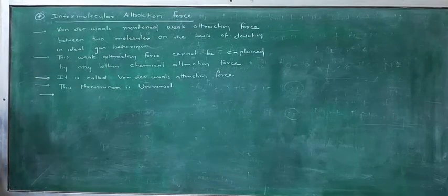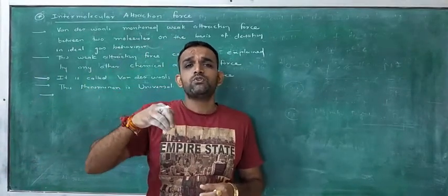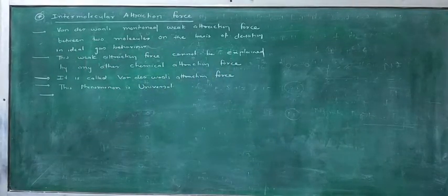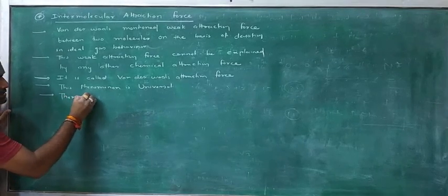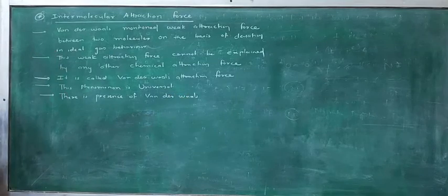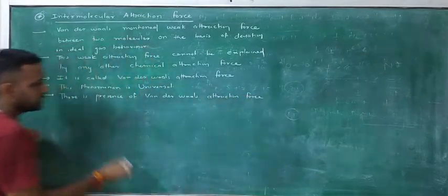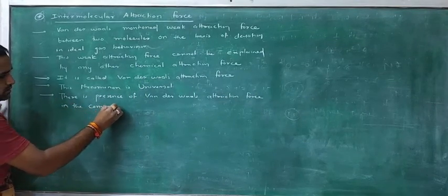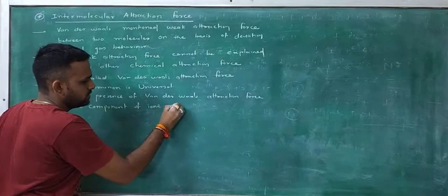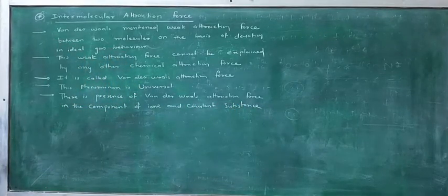You can also say there is a presence of Van der Waals attraction force in the component of ionic substances as well as in covalent substances. So there is some Van der Waals attraction force between molecules that form covalent bonds as well as ionic bonds. So the next point I can write down: there is a presence of Van der Waals attraction force in ionic and covalent substances. Understand?